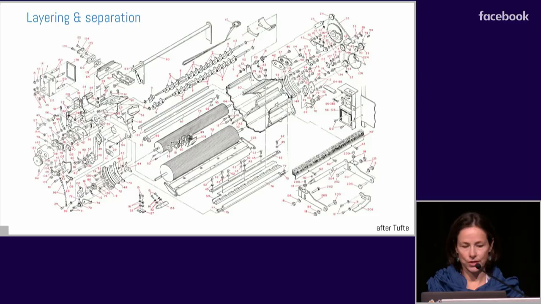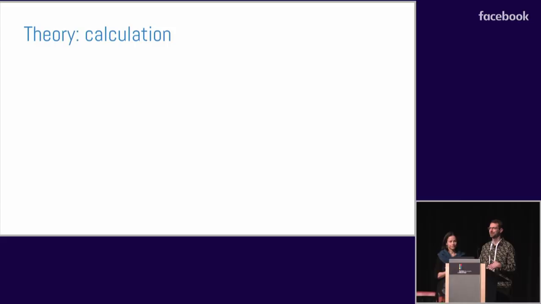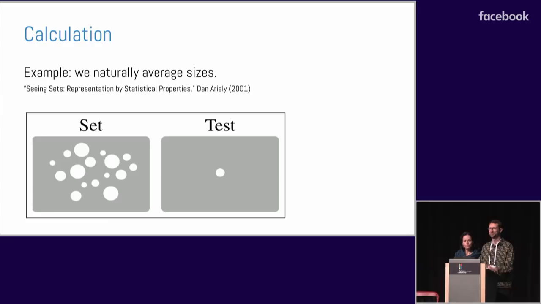Okay. What else can you do? Well, your brain can calculate with visual information. There's a whole set of perceptual research, and you can also kind of sense this in yourself if you introspect. One thing that is kind of fascinating is a set of work done by Dan Ariely, where he showed that you can average visual variables.